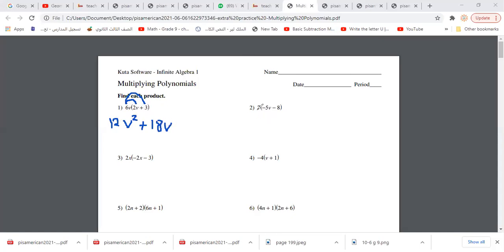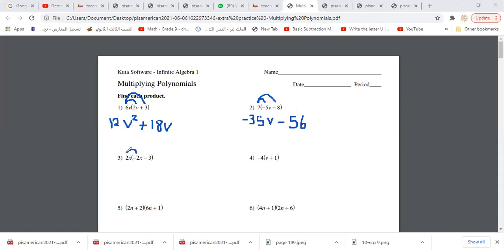Okay, next question. How can we solve this question? Distribute. 7 times negative 5, it will be negative 35. Yes, negative 35. And we will put what? Don't forget, we have V. After that, 7 times negative 8, it will be negative 56. Is this a like term? Can we simplify more? No. Okay, next question.